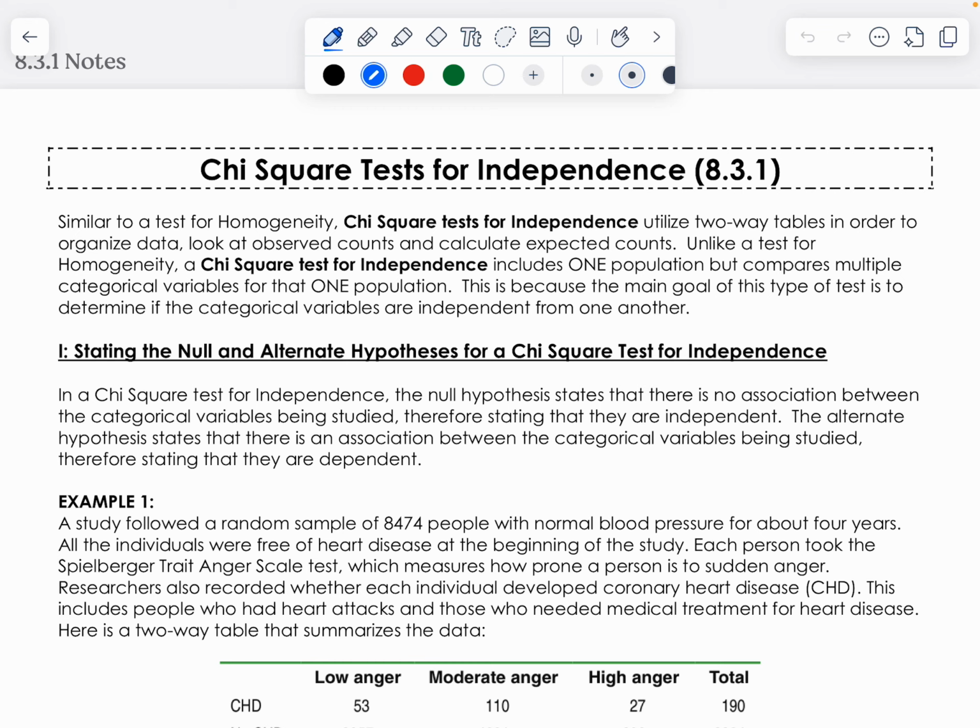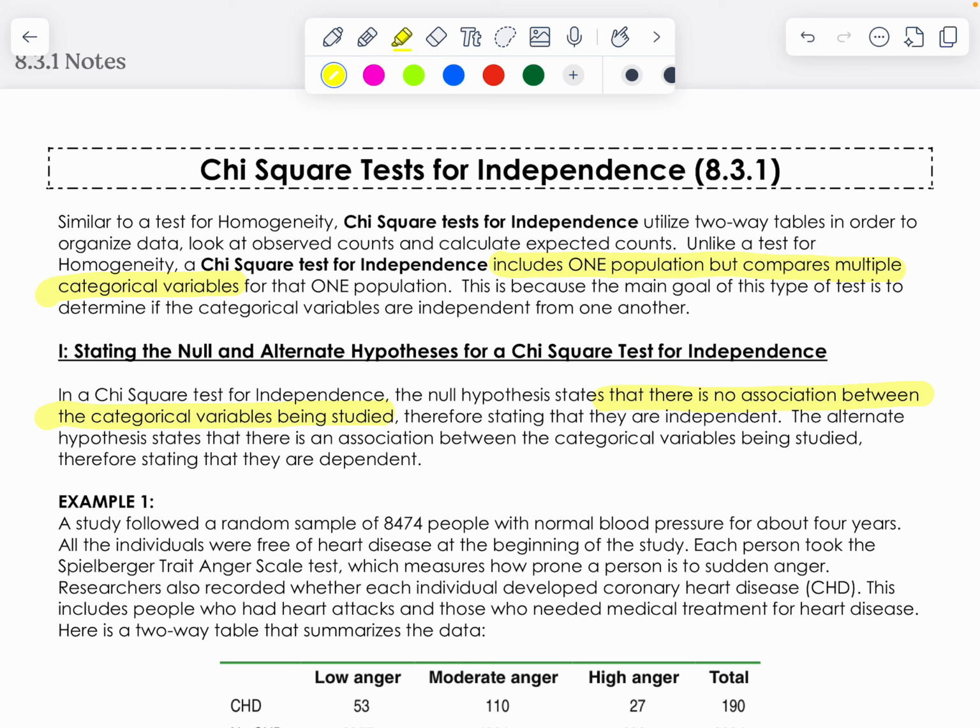So in a chi-square test for independence, we are utilizing a two-way table again, but the biggest difference between this one and our test for homogeneity is that we have one population and multiple variables for that one population. That's because we're checking to see, are those multiple variables independent or dependent? In our chi-square test for independence, the null hypothesis states that there is no association between the categorical variables being studied, whatever they are. And then the alternate would say that there is an association or they are dependent. So if there is no association, they're independent. If there is, they are dependent.